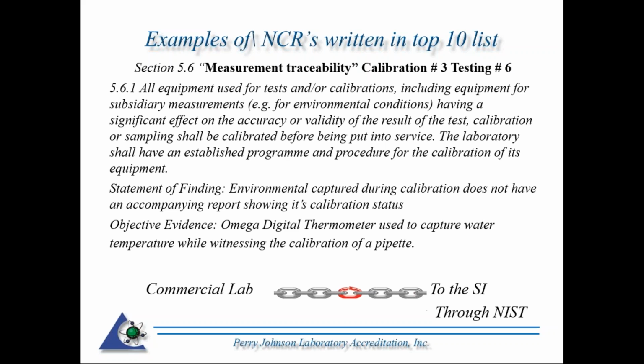So in this particular one, a common nonconformance under 5.6.1 is all equipment. That's all equipment used for test or calibration, including equipment for subsidiary measurements, such as environmental conditions, having a significant effect on the accuracy or validity of the result of the test, calibration, or sampling shall be calibrated before being placed into service. Laboratories shall have an established program and procedure for the calibration of its equipment. In this particular nonconformance, a finding was written because environmentals captured during the calibration did not have an accompanying report showing their calibration status.